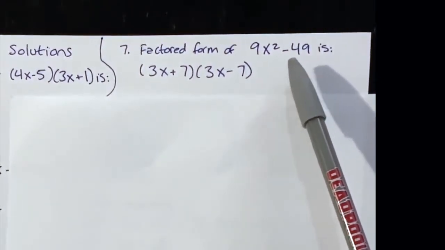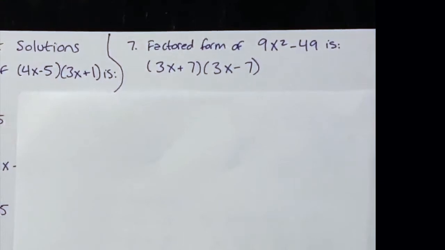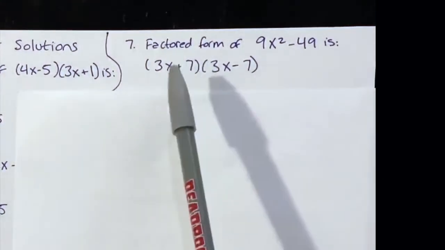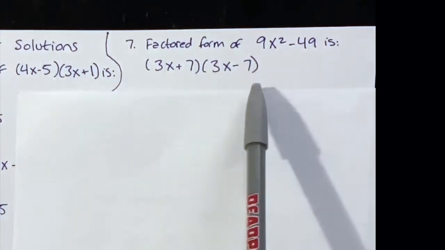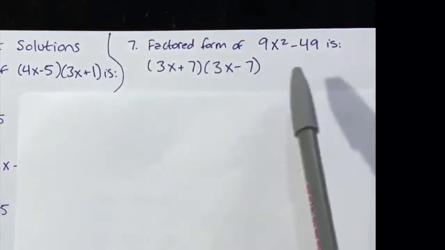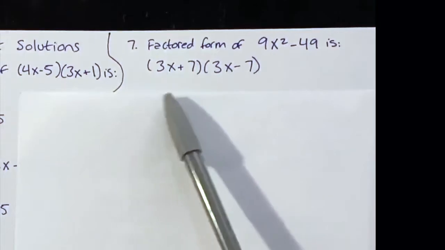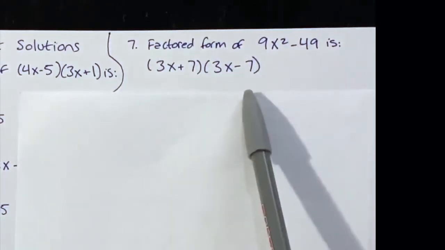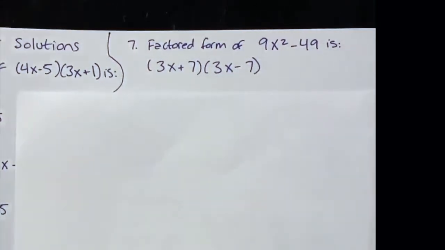What times what is 49? What's the square root of 49? It's 7, right? So remember that with a difference of squares, one of them is a positive and one of them is a negative. So the factored form of this is 3x plus 7, 3x minus 7. All right.